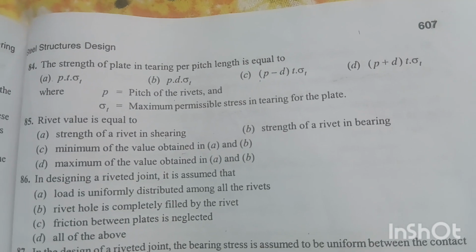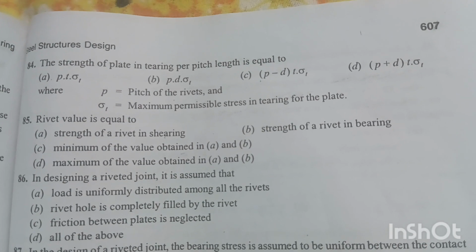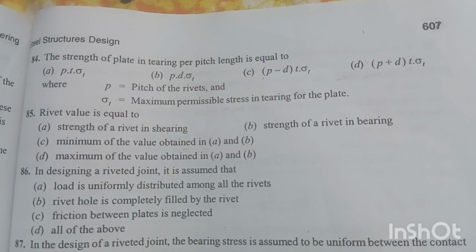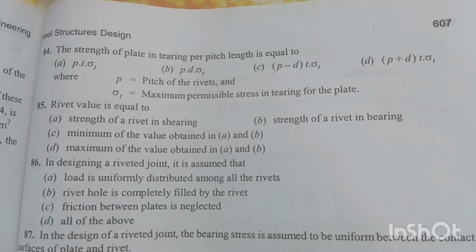Question number 85. Rivet value is equal to. Option A, strength of a rivet in shearing. Option B, strength of a rivet in bearing. Option C is the right answer, minimum of the values obtained from A and B.